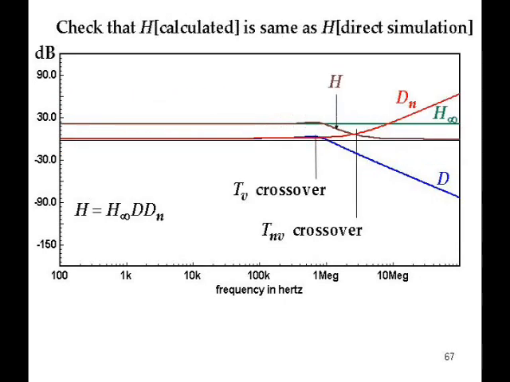This is to check that the calculated value of H is the same as H by direct calculation. And notice I've shown the two discrepancy factors also, the D, which is T over 1 plus T, and the Dn, which is 1 plus 1 over Tn. You multiply both of those with the H infinity, and you get the result for H, which is the correct value for that circuit.